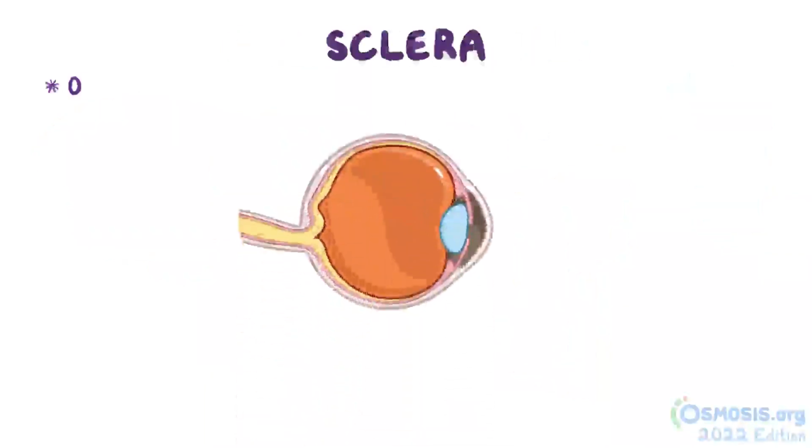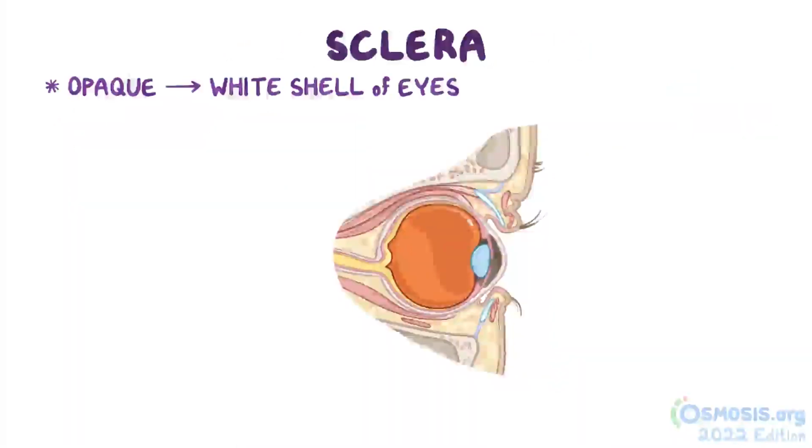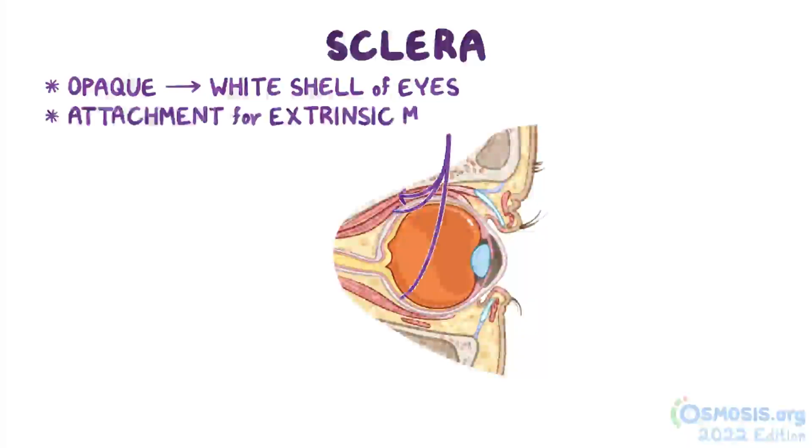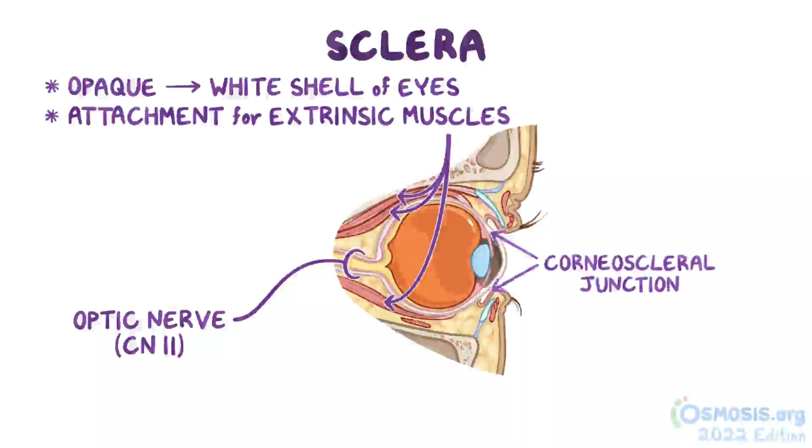Now the sclera is opaque and makes the white shell of the eyes. It occupies the majority of the posterior eyeball and serves for attachment of the extrinsic muscles of the eye. Also, the sclera is pierced by the optic nerve at the posterior end of the eyeball. The place where the cornea and the sclera meet is called the corneoscleral junction.